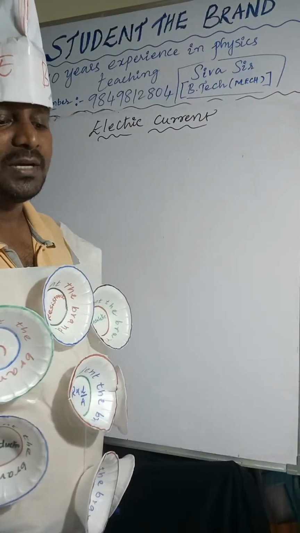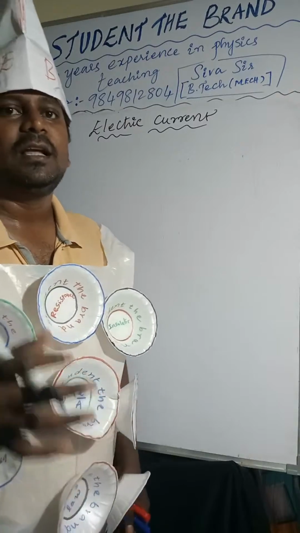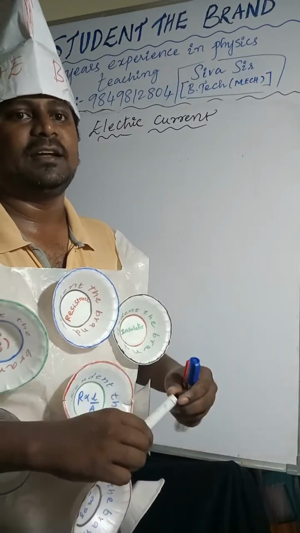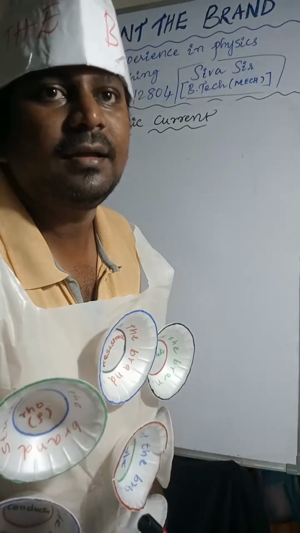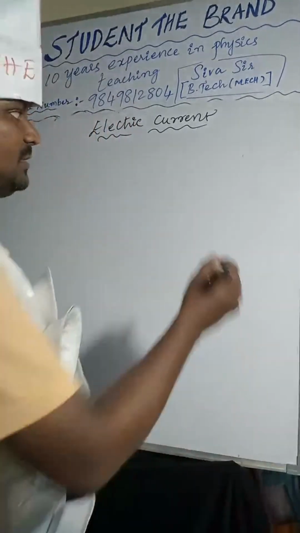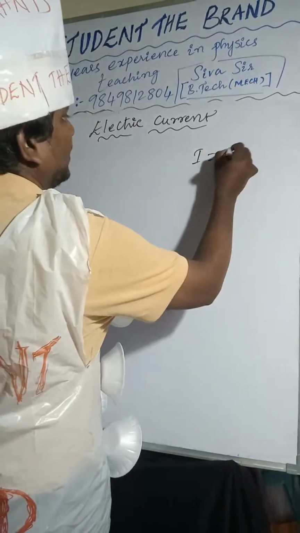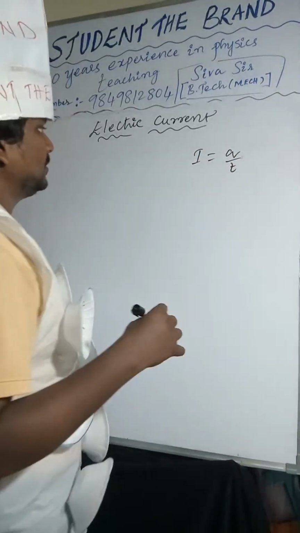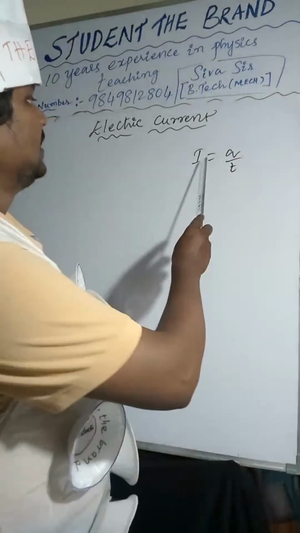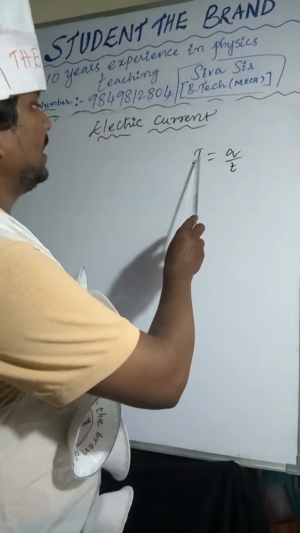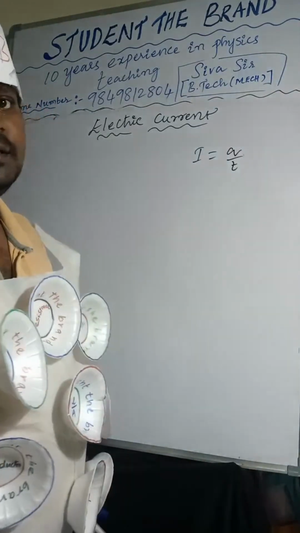Okay, so now I'm considering the rate of flow of charge. Here I'm considering I equal to Q by T. The rate of flow of charge is called current. Rate of flow of charge equal to Q by T, so I is nothing but current.